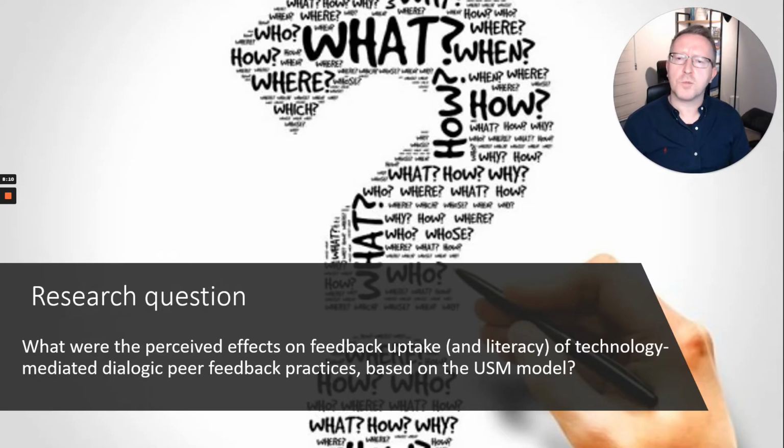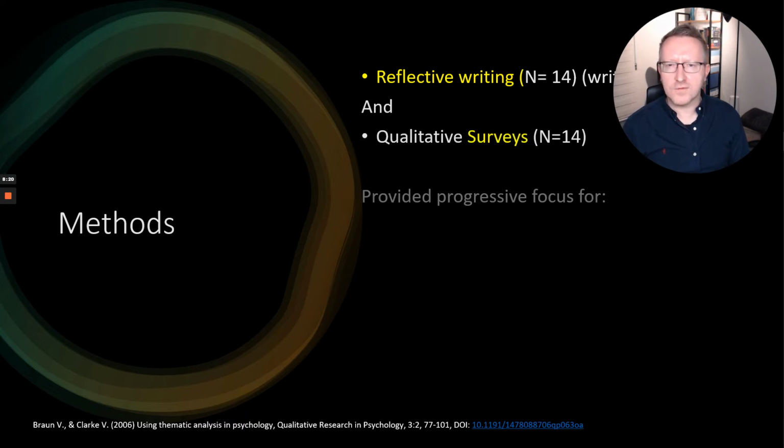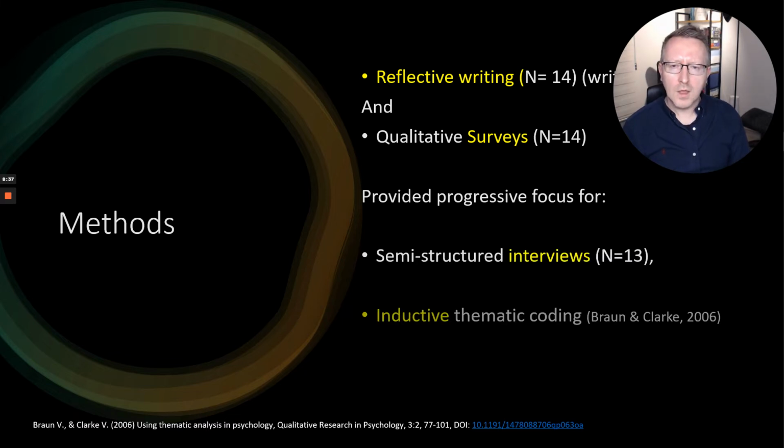And the research question was, what were the perceived effects on feedback uptake of the technology-mediated dialogic peer feedback practices? So we used their reflective writing, qualitative surveys, and focus interviews. I had to admit, when I started the project, I didn't exactly know what I should be looking for. So looking at their qualitative surveys helped me to ask more questions about the interesting things that they said. And I used an inductive thematic coding process to try to capture their meaning in their language from their perspectives without me biasing the situation.